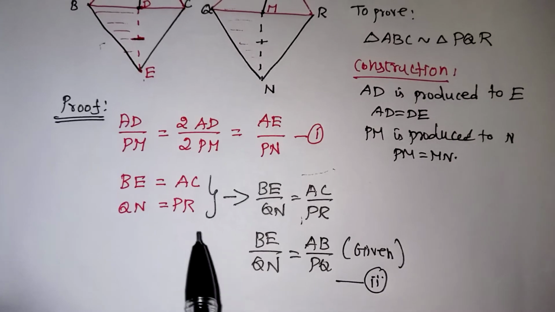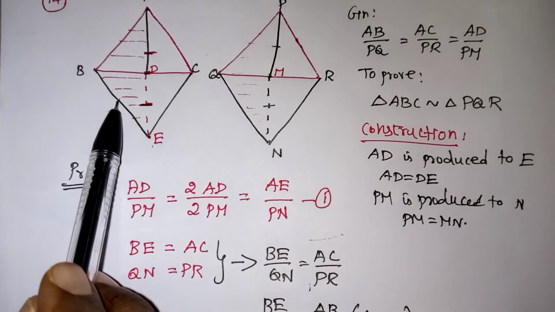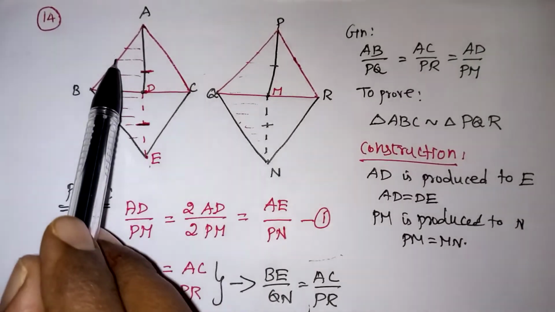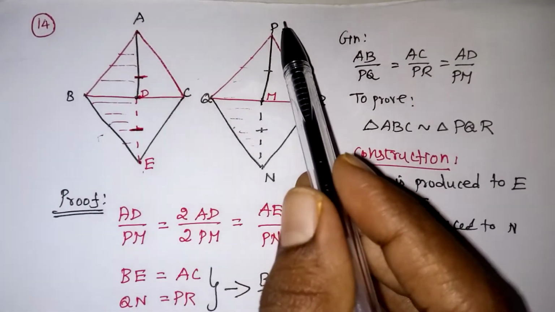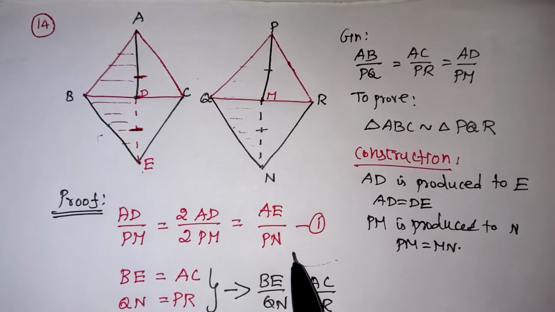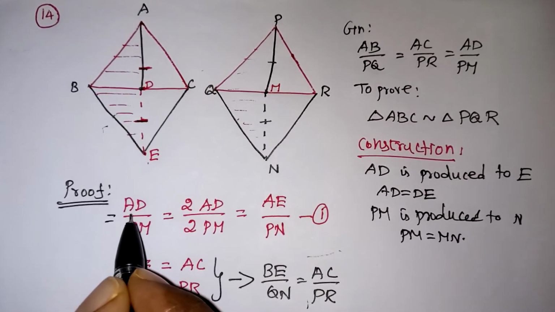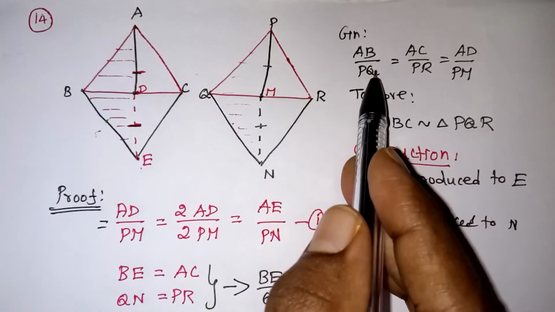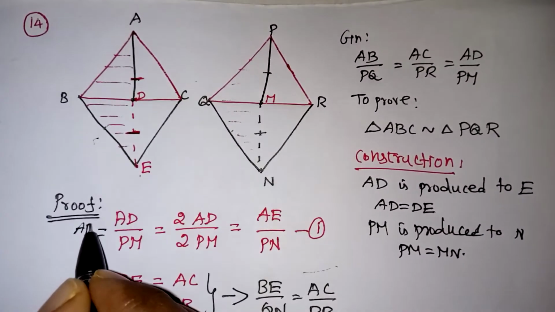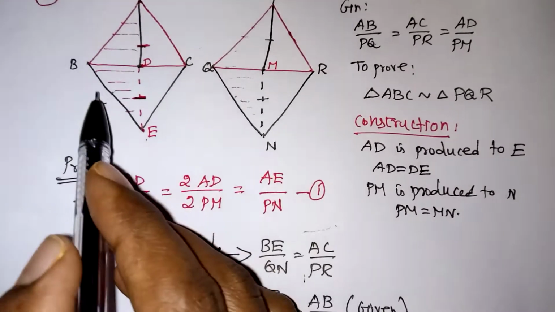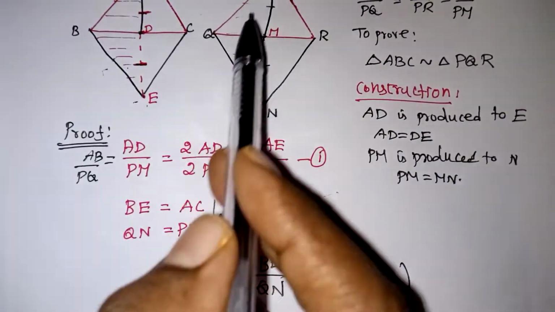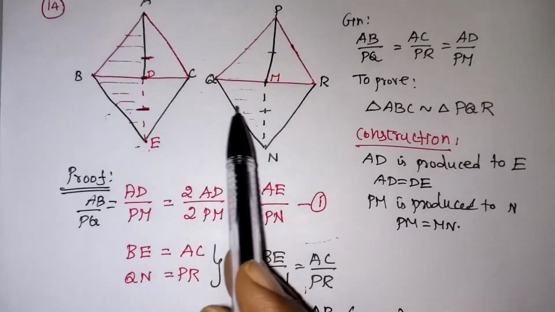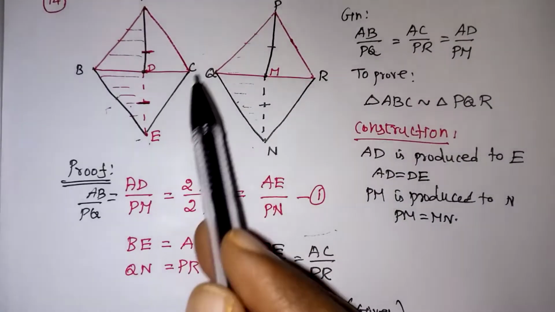Now this is our second equation. Now look at the diagram. So BE and QN ratio is equal. AB and PQ ratio is equal. AE and PN ratio is also equal because this is a ratio of the median. Definitely the ratio of the median is also equal to AB by PQ. So all three sides' ratios are equal for these two triangles, that is triangle ABE and triangle PQN. For both triangles, all three sides are proportional.